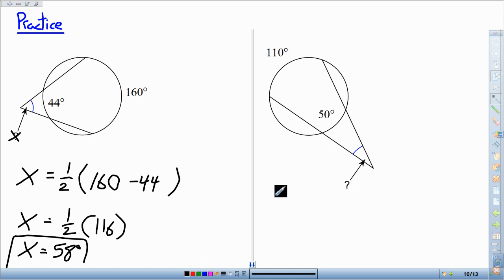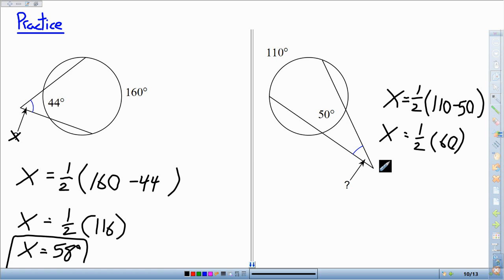Yep, over here, same idea. So plugging in, I'm going to put my work up here. Angle outside the circle equals half the measure of the two arcs subtracted. We got 110 minus 50. It gives me 60 inside. So I got 1/2 of 60. Half of 60 gives me 30.